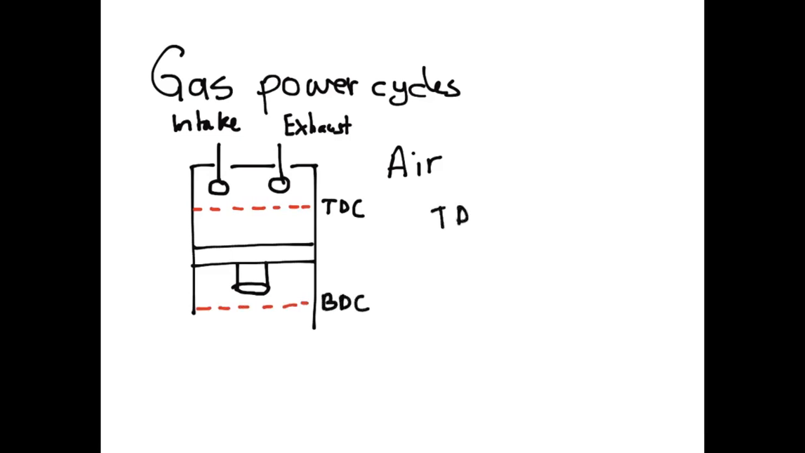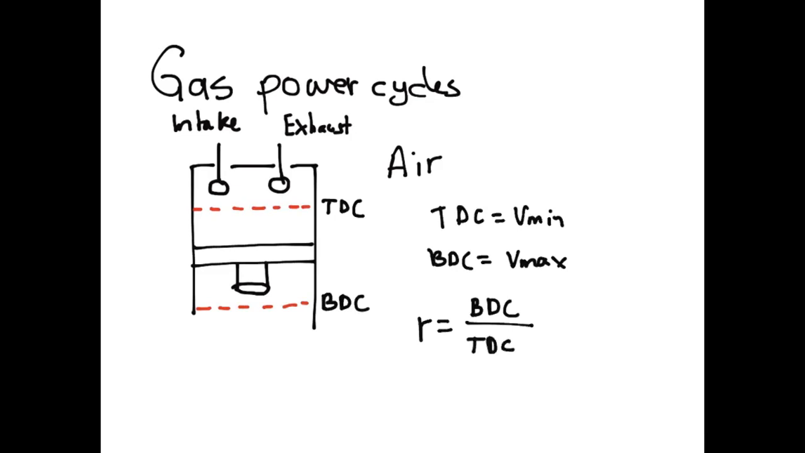So the top dead center is the minimum volume in the reciprocating engine, while the bottom dead center is the maximum volume. And we can have a compression ratio, and the compression ratio is going to be the maximum volume, the bottom dead center, over the minimum volume, which is the top dead center, and this is always higher than 1.